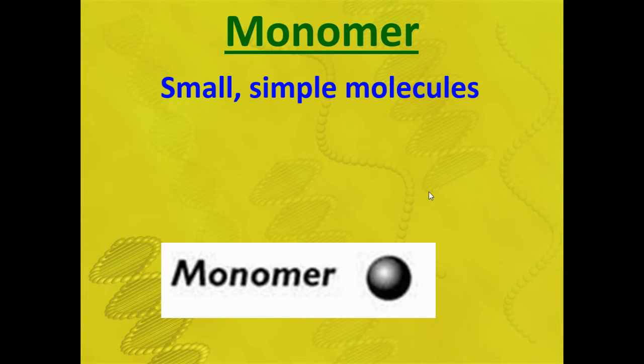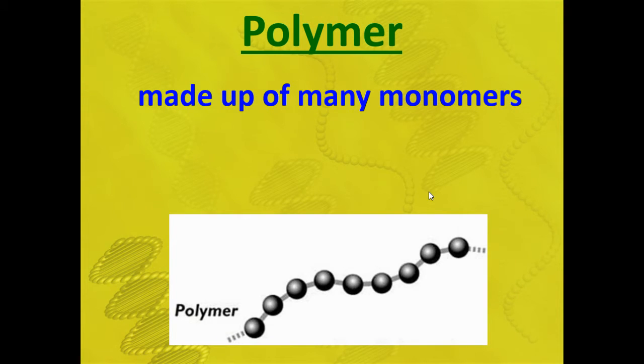A monomer is a small, simple molecule. You want to think of a monomer like one individual piece of a puzzle. A polymer is made up of many monomers. So this would be like maybe 5 or 6 puzzle pieces all linked together. Or if you have a necklace that's made out of beads, it would be a bunch of beads all strung together. The prefix poly actually means many, and the little ending there, mer, is just a shortened version of monomer. So it technically means many monomers.